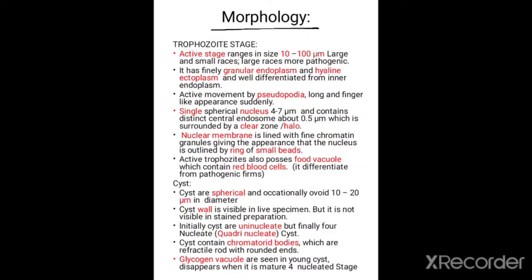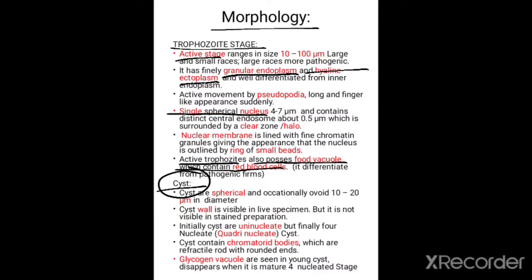Let us come to the morphology. Trophozoite stage and cyst stage are the two morphologically distinct forms of Entamoeba histolytica. The trophozoite stage is the active stage. It has finely granular endoplasm with hyaline ectoplasm, and a single spherical nucleus is there. Active trophozoites also possess food vacuoles which contain RBCs.